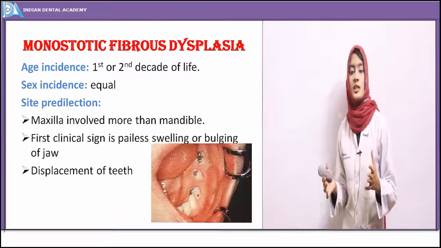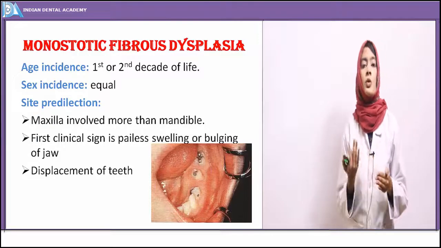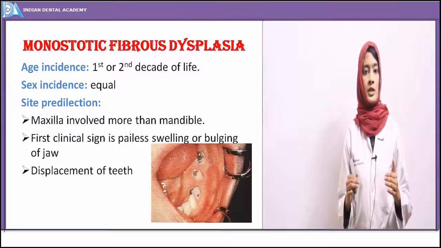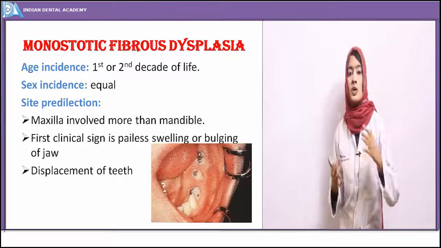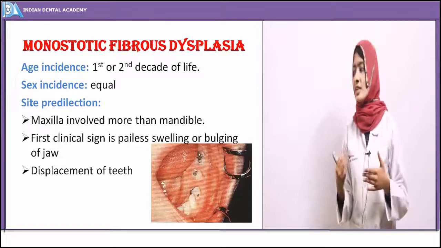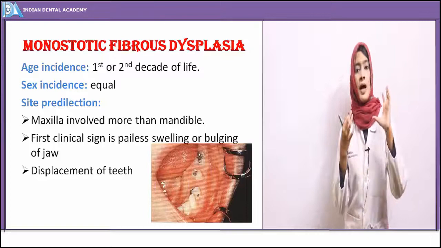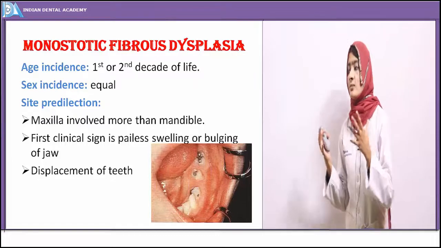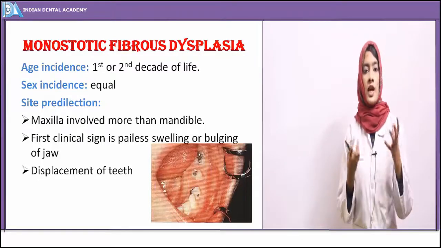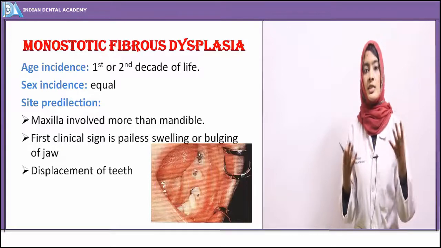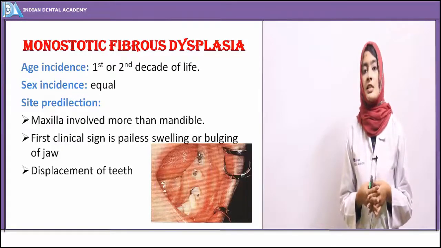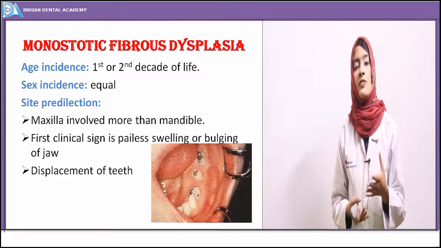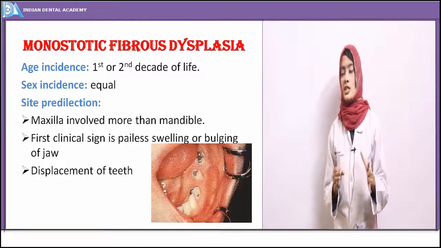So first we'll study the monostotic fibrous dysplasia. It affects children or younger adults in the first or second decade of life. It has an equal predilection for both males and females. It involves the jaws, both the maxilla and mandible. Whenever the maxilla is involved, it gives an appearance of leontiasis ossea. There is such an expansile enlargement of the lesion in the maxilla that it gives a leonine appearance of the face, so the term leontiasis ossea is used.